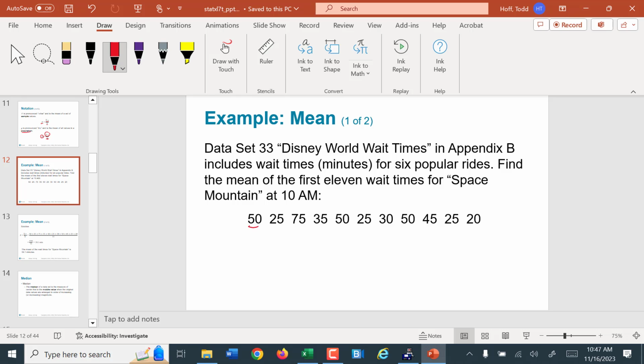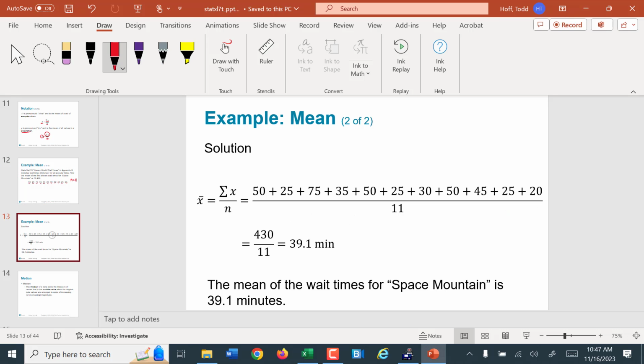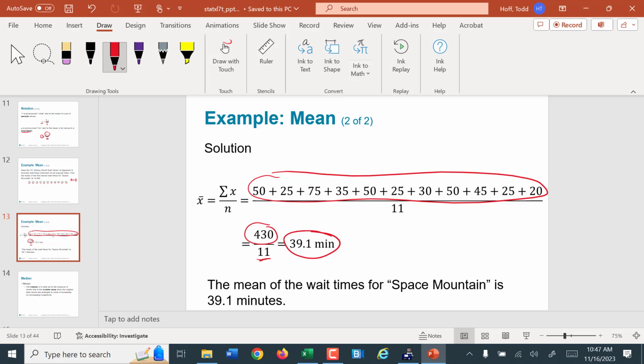Now, first of all, we have 1, 2, 3, 4, 5, 6, 7, 8, 9, 10, 11. N equals 11 here. This is a sample. That's why I used a small n, because obviously not everybody who waited in line for a ride was included. They just randomly selected 11 people and took their times. So to find the mean, we add them all up, which gives us a total of 430. And we divide by n equals 11 to get a mean wait time of 39.1.